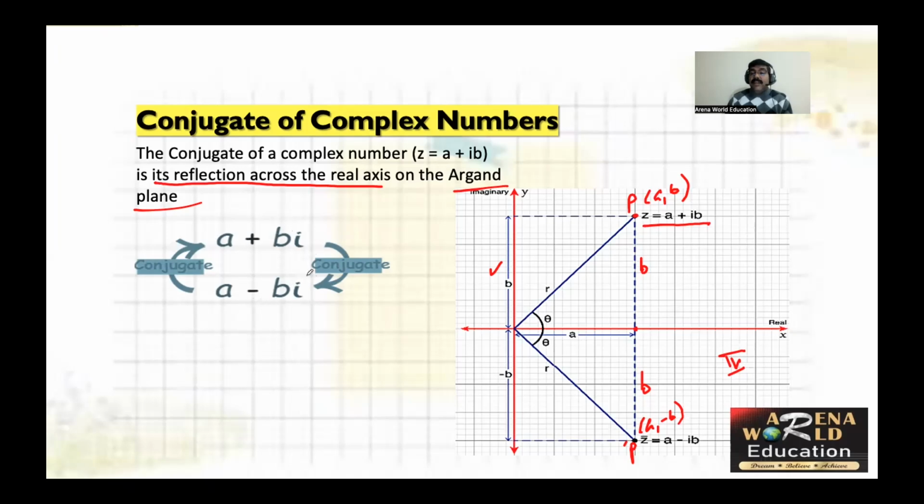So a plus b iota, its conjugate will be a minus b iota. And if the original number is a minus b iota, then we will change the sign of what? The imaginary part. So then it will be a plus b iota. In this way, we can find the conjugate of complex numbers.